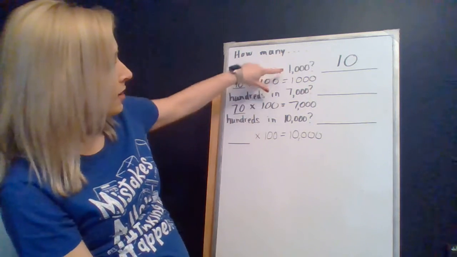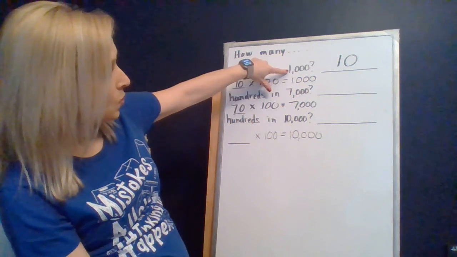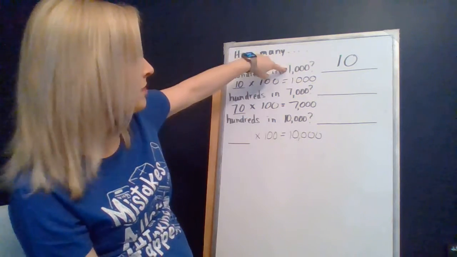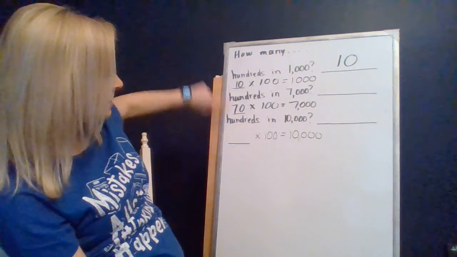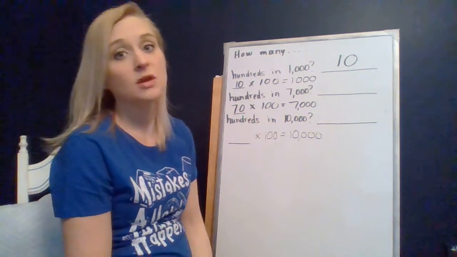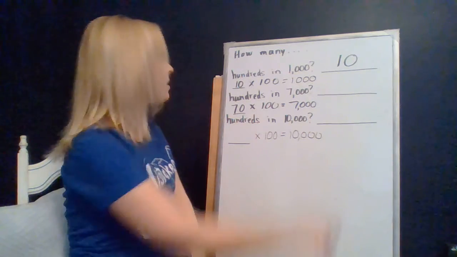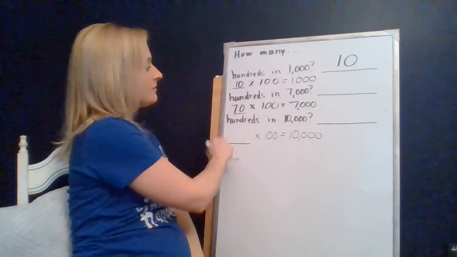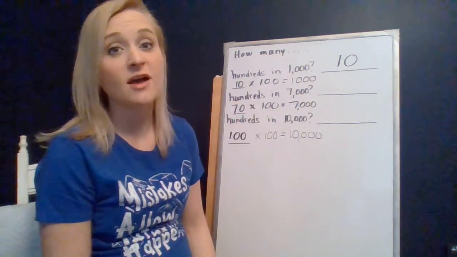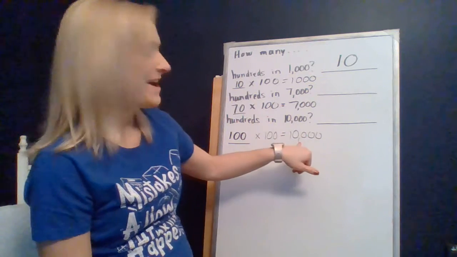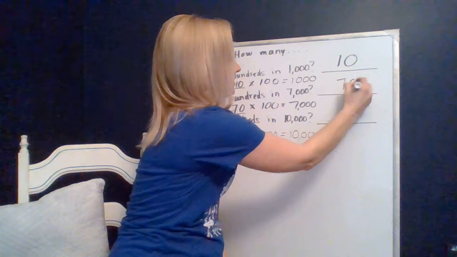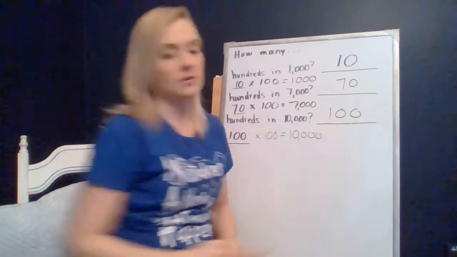Okay, well, if we look back here, 1,000 compared to 10,000, 10,000 is 10 times bigger than 1,000. So this factor here needs to be 10 times greater as well because we're not changing the 100 at all. That's the size of our groups each time. So what's 10 times 10? 100. So there are actually 100 hundreds mats in 10,000. So these answers look something like this, okay?